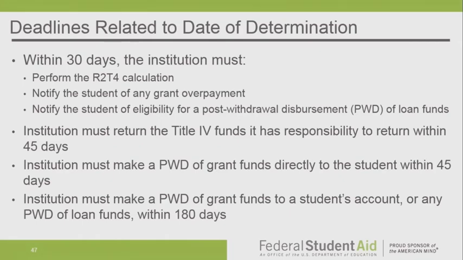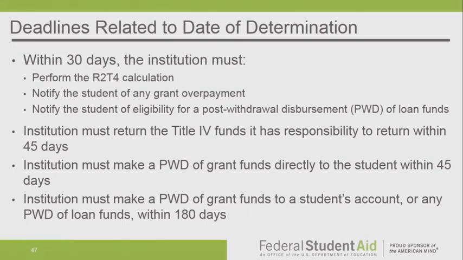When I said that the clock starts ticking on dates of determination, here are the points that fall into place after that clock starts ticking. Once you've made the date of determination, you have 30 days to do the R2T4 calculation, notify the student of any grant overpayment, and notify the student if they're eligible for any post-withdrawal disbursement. 30 days from the date of determination. The reason why I'm emphasizing this so much is this is one of the top 10 program review and audit findings every year. Schools have problems meeting this 30-day time frame.